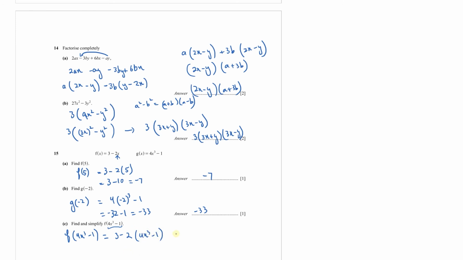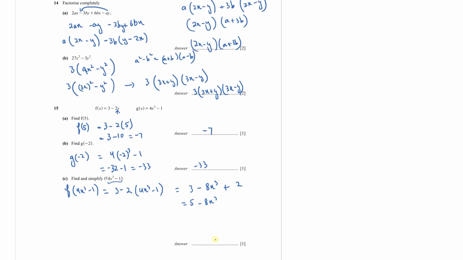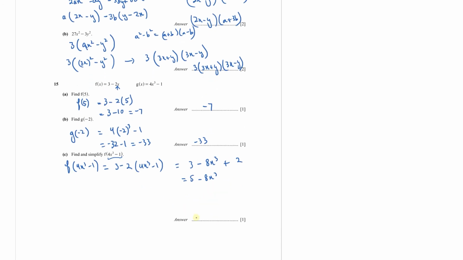So if I open up this bracket to simplify the expression, I will get 3 minus 8x cube, and this minus will become plus 2. And then 3 plus 2 is 5, so I will have 5 minus 8x cube. So your final answer would be 5 minus 8x cube.